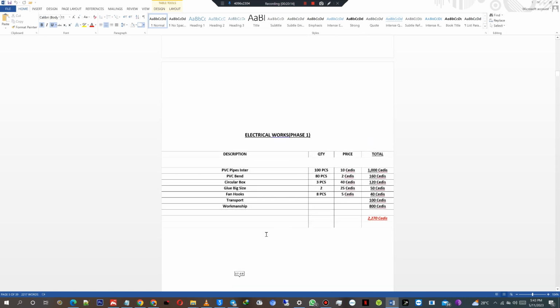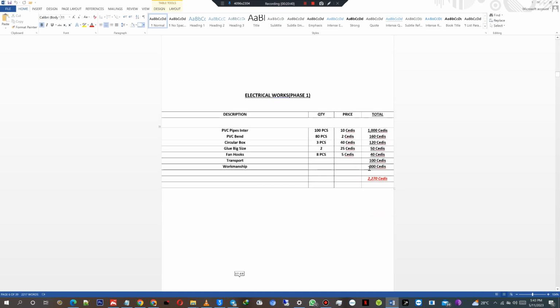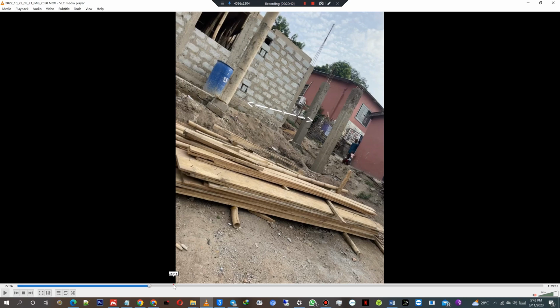And electrical works also cost me 2,270 Ghana cedis. As you can see below, I bought PVC pipe, 100 pieces, one costing 10 Ghana cedis. And I bought PVC bend, a circular box, glue, big side fan hooks, and transport. Phase 1 of the electricals took 800 Ghana cedis for workmanship, which was already made.